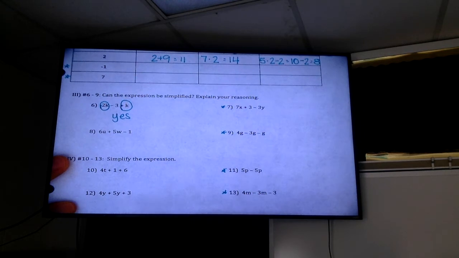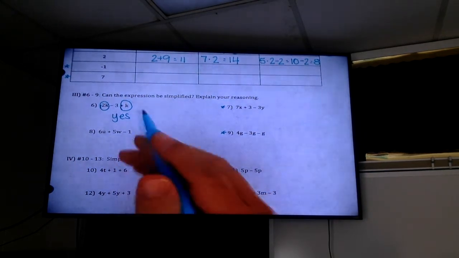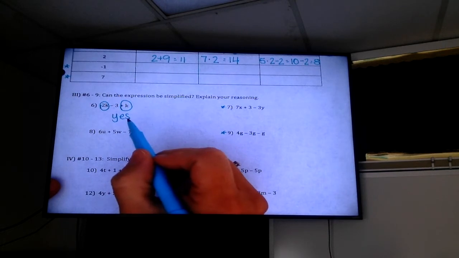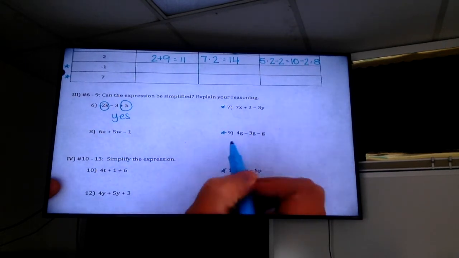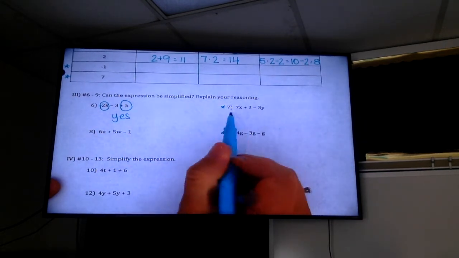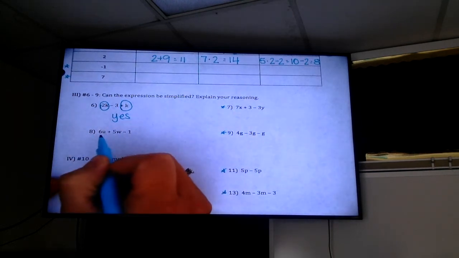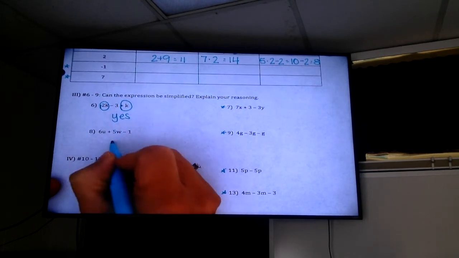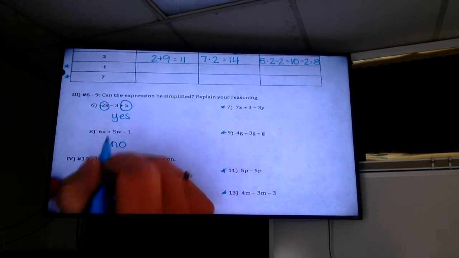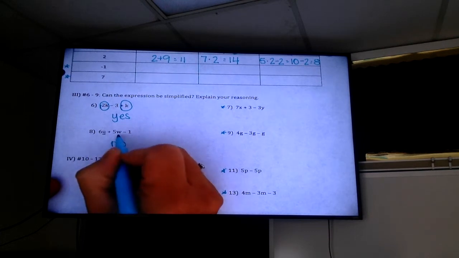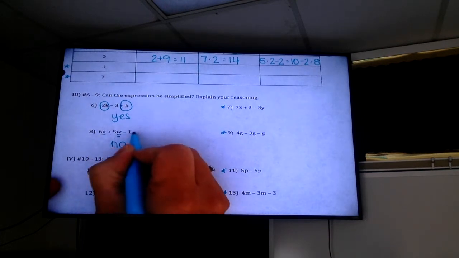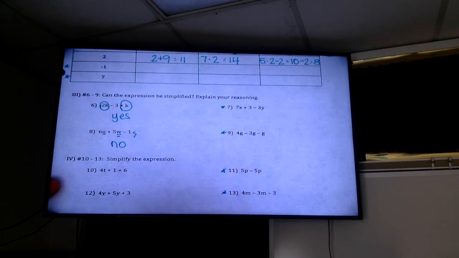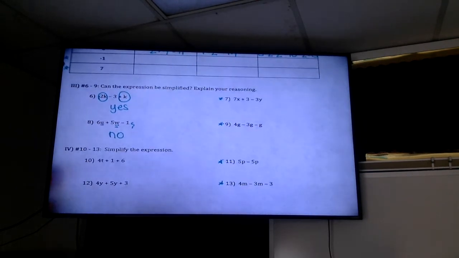I don't actually have to simplify it. I just need to say yes or no. And it's yes, because I have 2 variables that are the same. Okay, I'm skipping 7 and 9 because those are the ones you guys are going to do. So let's go down here to 6u plus 5w minus 1. Can this be simplified? The answer to that would be no, because we don't have any common variables. Here we have a u, here we have a w, and here we don't have any at all. So those cannot be combined. That's in its simplest form.